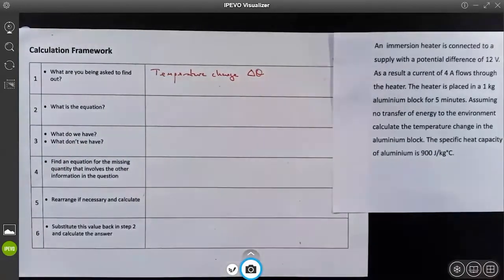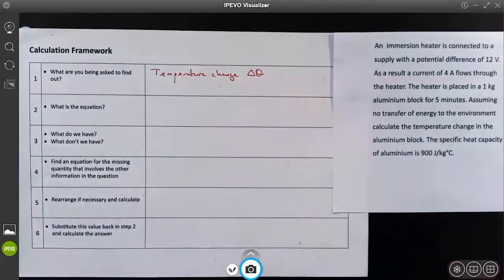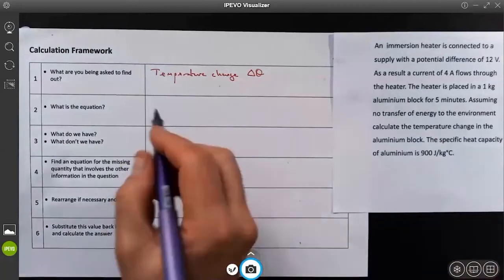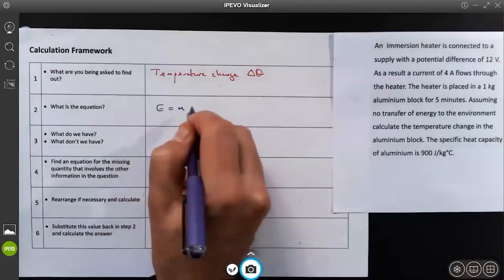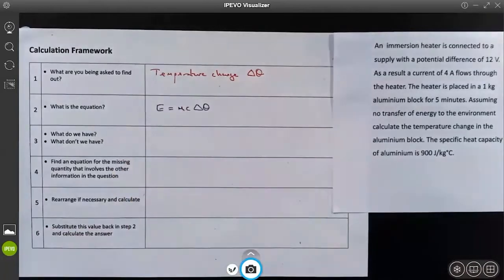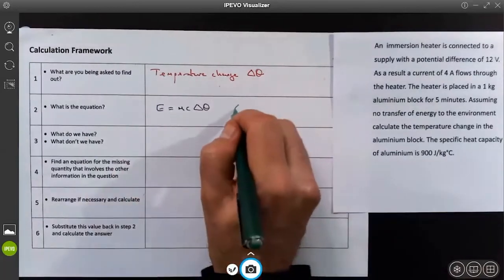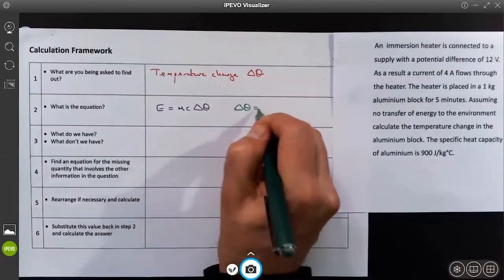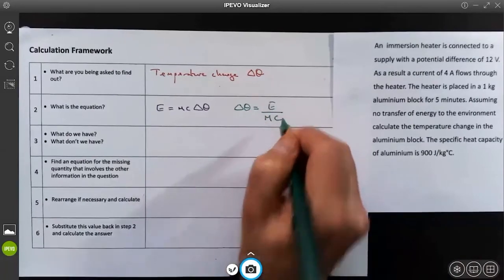Well, we can see that the question includes the specific heat capacity. We can see it includes a mass. We've got a temperature change. So the equation that we'd be looking for is E equals mc delta theta. Now we are asked for the temperature change. So at this point, what it's worth doing is changing the subject. And in this case, it would be delta theta equals E divided by mc.